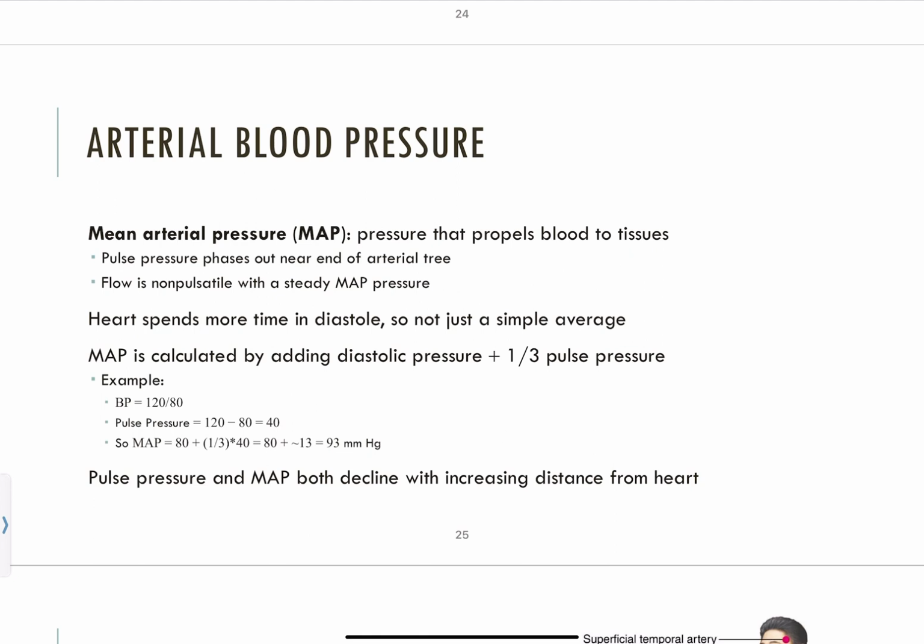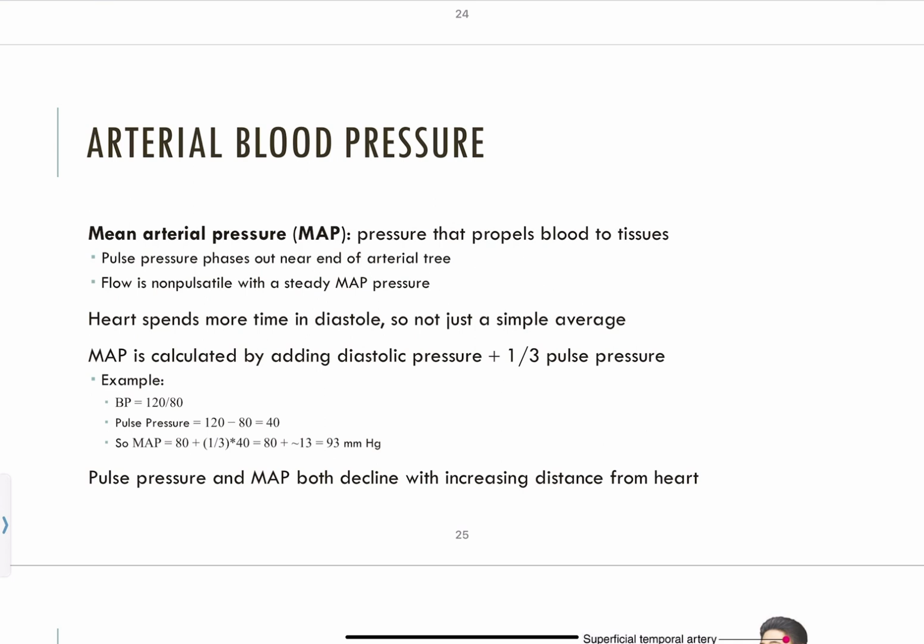But to really know how blood is getting to your tissues, we have to look at something called the mean arterial pressure. It's not just the simple average of the systolic and diastolic pressures, because your heart spends more time relaxing than it does contracting. So we calculate it like this: mean arterial pressure is equal to your diastolic pressure plus 1/3 the pulse pressure. For example, if your blood pressure is 120/80, then your mean arterial pressure, or MAP, is 80 plus 1/3 of 40, which equals about 93 millimeters of mercury. That's the pressure actually pushing through the capillaries and feeding your organs.